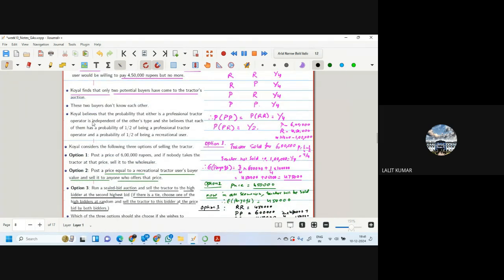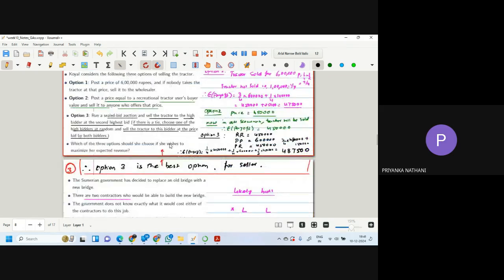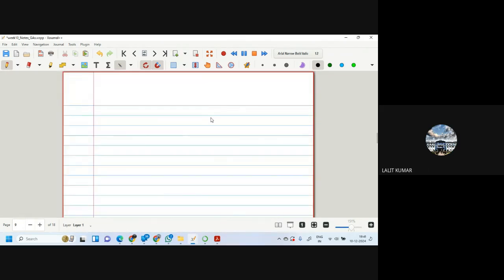But Goel believes that the probability that either is a professional tractor operator is independent of the other's type, and she believes that each of them has a probability of half of being a professional tractor user and a probability of half of being a recreational user. Okay. So how has the question been formed?